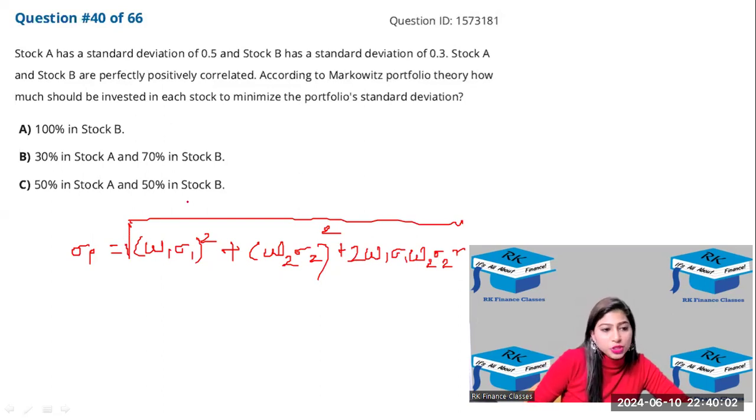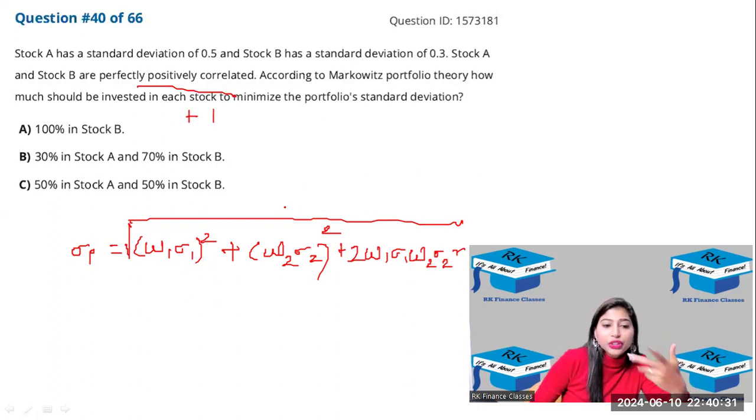Now they have given options, 100% in stock B. We know everything. Here is an important point. The stocks are perfectly positively correlated, meaning the correlation is +1. Now, do I need to use this formula and do the entire calculation? There are three ways in which this question can be solved. One is only a theoretical way. There is no need to calculate also. But let's do the calculation for better understanding. I'll tell you all three ways.